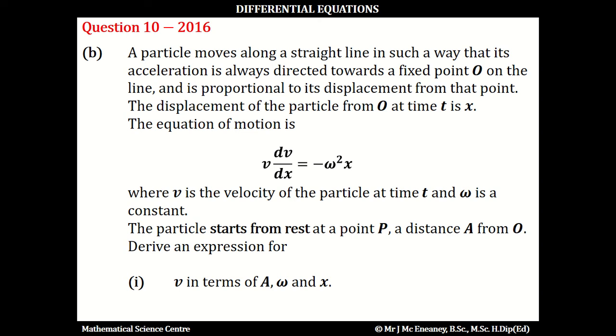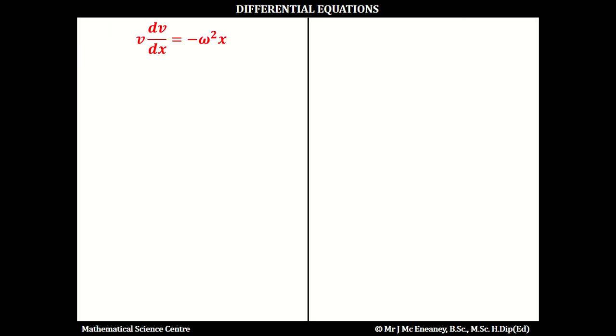The equation of motion is v times dv/dx equals minus omega squared times x, where v is the velocity of the particle at time t and omega is a constant. The particle starts from rest at a point P, which is a distance a from O. Derive an expression for, first of all, v in terms of a, omega and x. So the equation of motion was v times dv/dx equals minus omega squared times x.